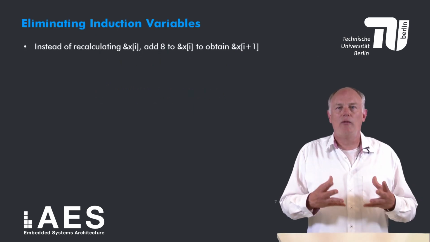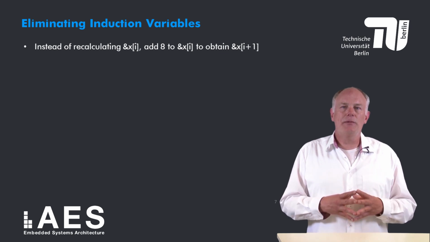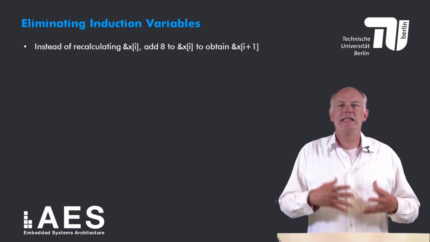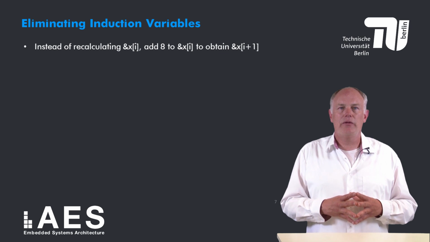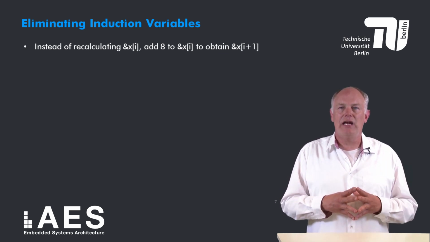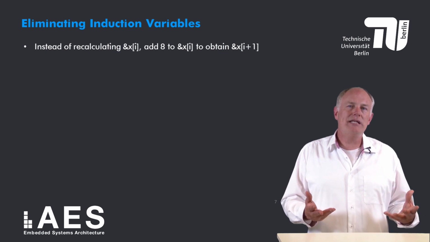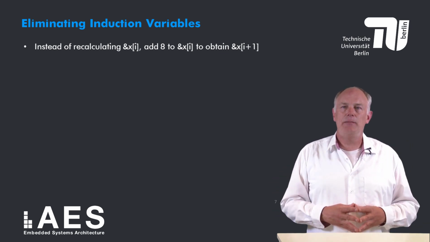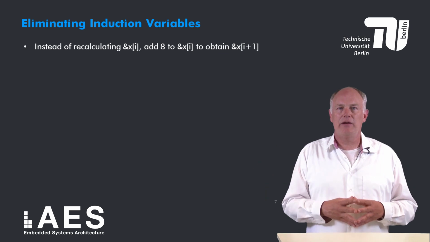What can we do more for this code? The second optimization I want to introduce is eliminating induction variables. Instead of recalculating the address of X[i] in every iteration, we can start with the base address and add 8 every time so that it points to the next element.